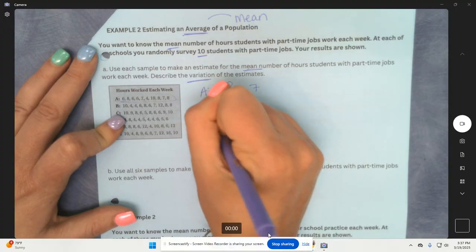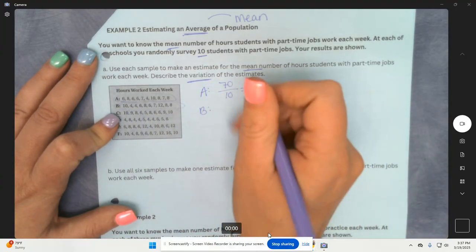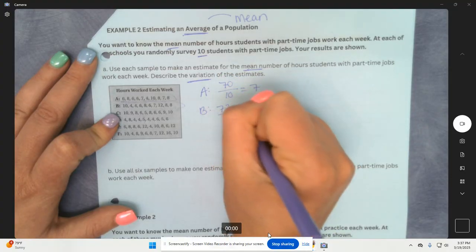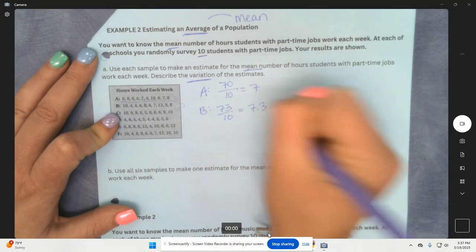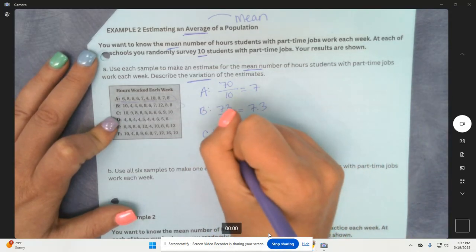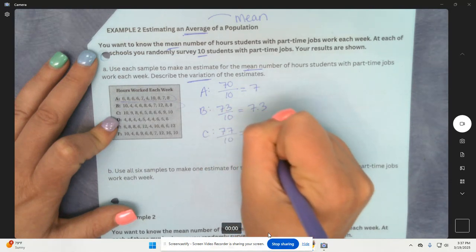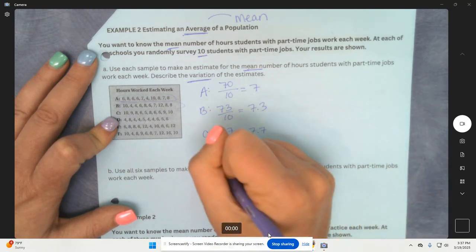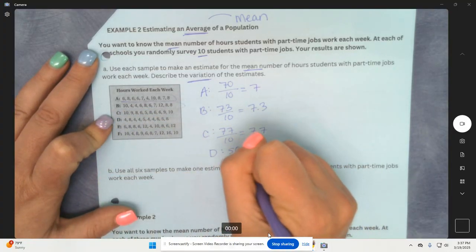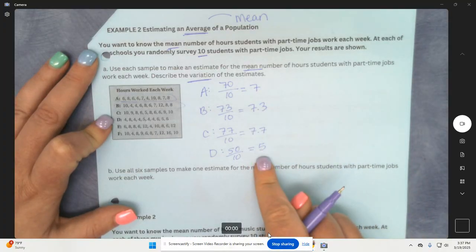I'm going to do the same process for school B. I'm going to add all those up for school B. I get a sum of 73. I divide it by 10, and I get 7.3. School C, I do the same thing. Add it all up. I get a sum of 77 divided by 10, which gives me 7.7. For D, I add it all up. I get a sum of 50. I divide it by 10, and I get a mean of 5.